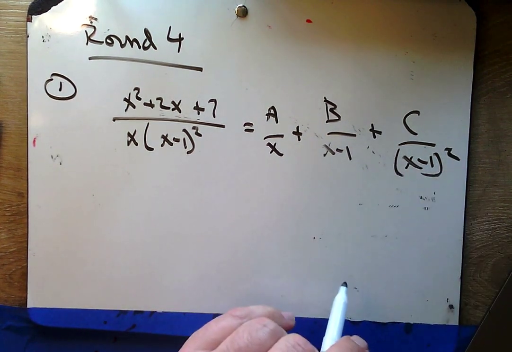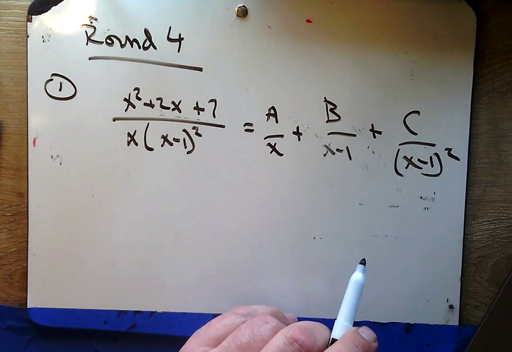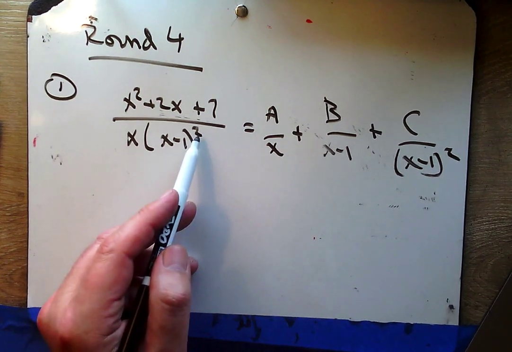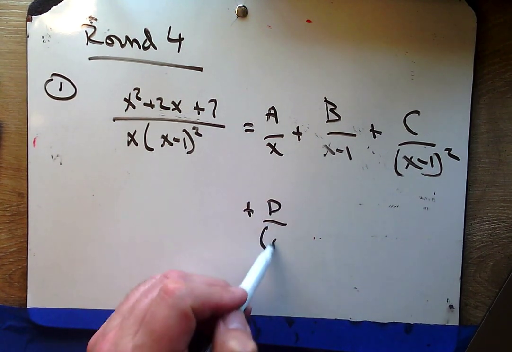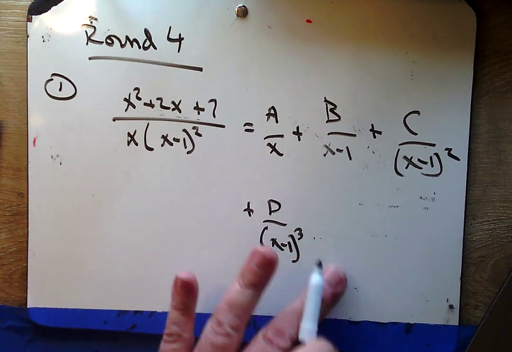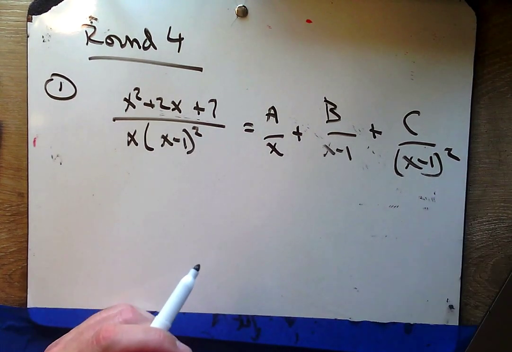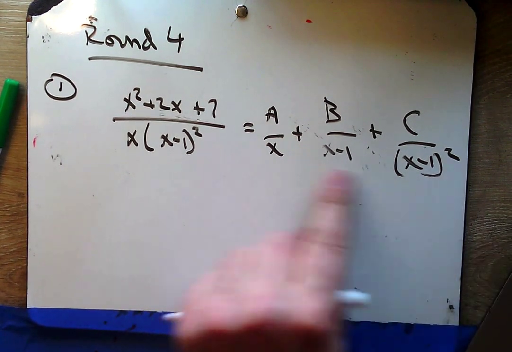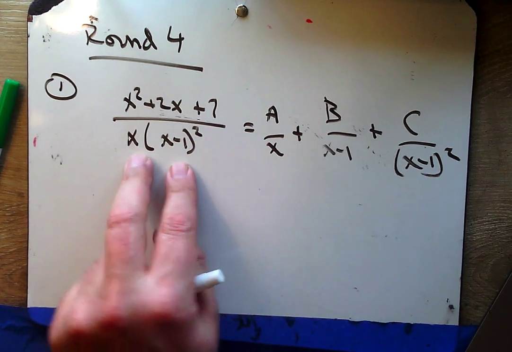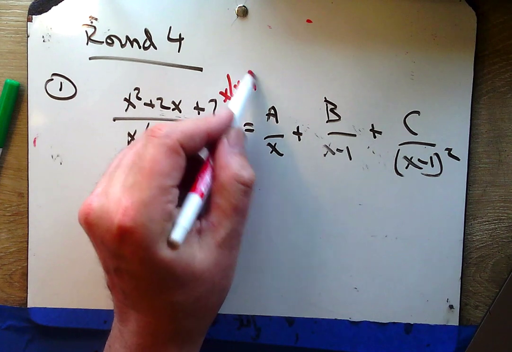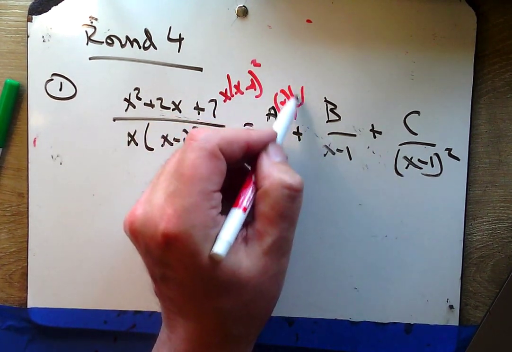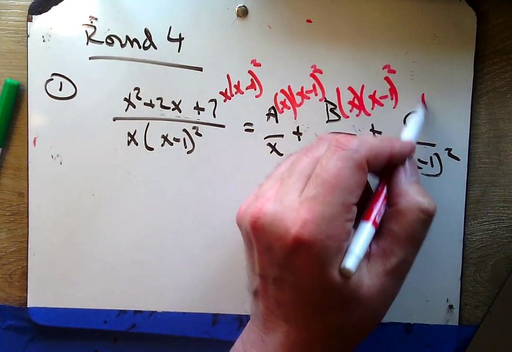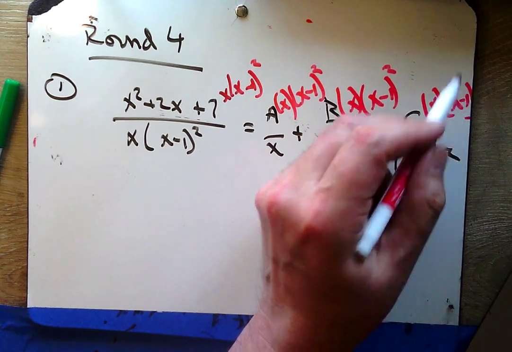Remember, we have to represent all the possible power combinations. Not just that one, but yeah, that as well. And if this was a 3, then I'd have d over x minus 1 to the 3rd. We don't have that. We have a 2 there, so I'm stopping there. And again, I'm going to multiply everywhere by my least common denominator, which is not these things multiplied together, but rather this: x minus 1 squared, x minus 1 squared, x times x minus 1 squared, and finally x minus 1 squared.